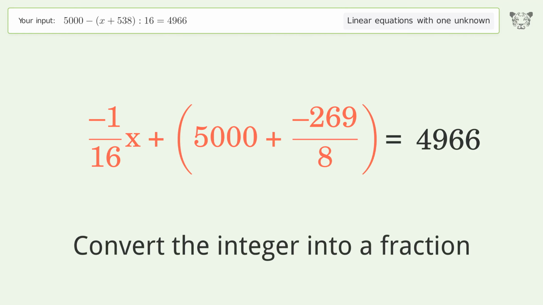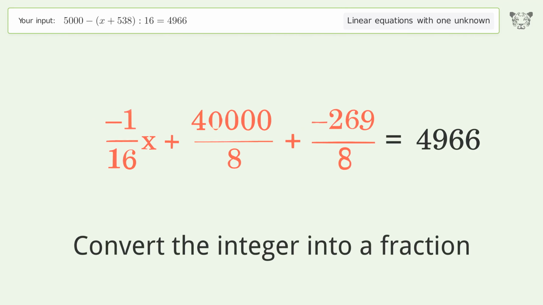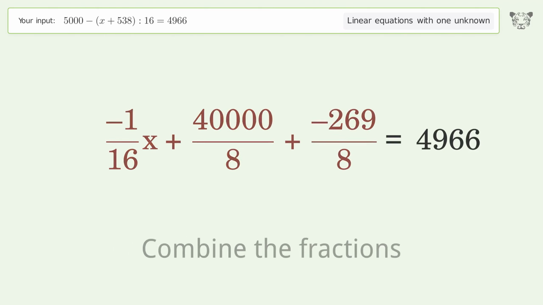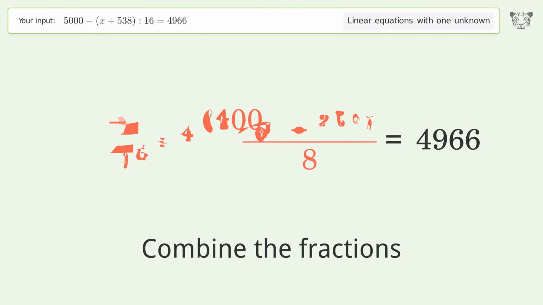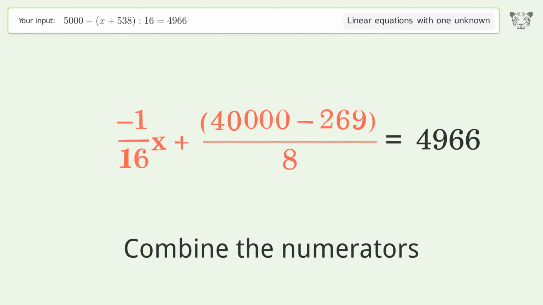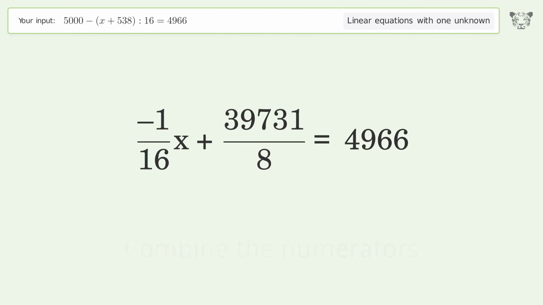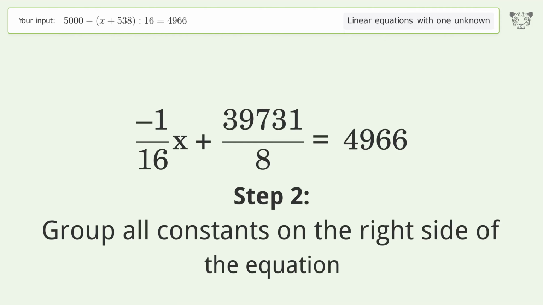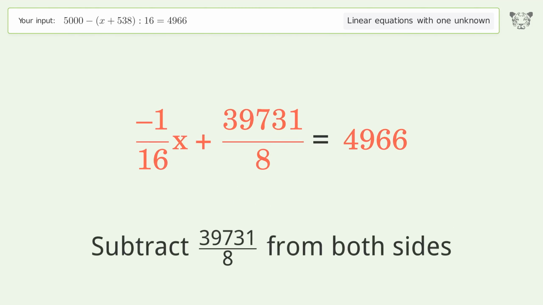Convert the integer into a fraction. Combine the fractions. Combine the numerators. Group all constants on the right side of the equation. Subtract 39,731 over 8 from both sides.